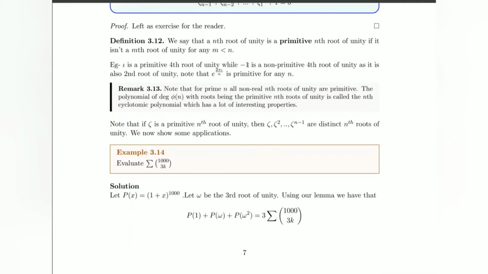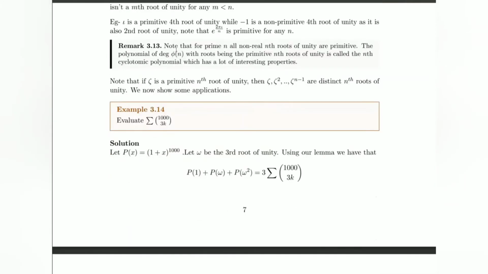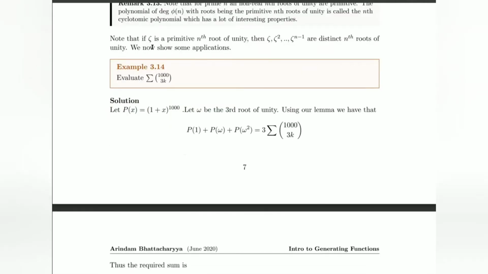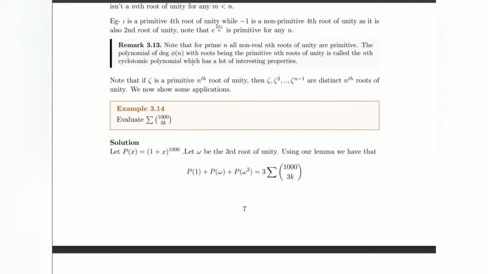Now, when you consider the polynomial whose roots are the nth primitive roots of unity, that polynomial is called the nth cyclotomic polynomial, and the degree of the polynomial is φ(n), where φ is the Euler phi function. Now, suppose that ζ is a primitive nth root of unity, then show that ζ, ζ², up to ζ^(n-1) are all distinct. Now we show some applications.